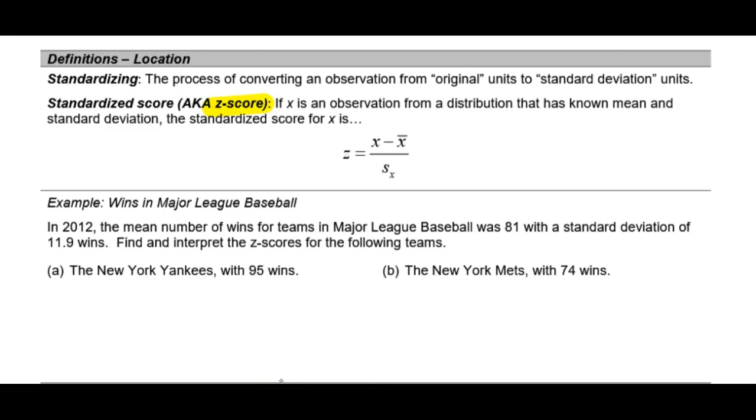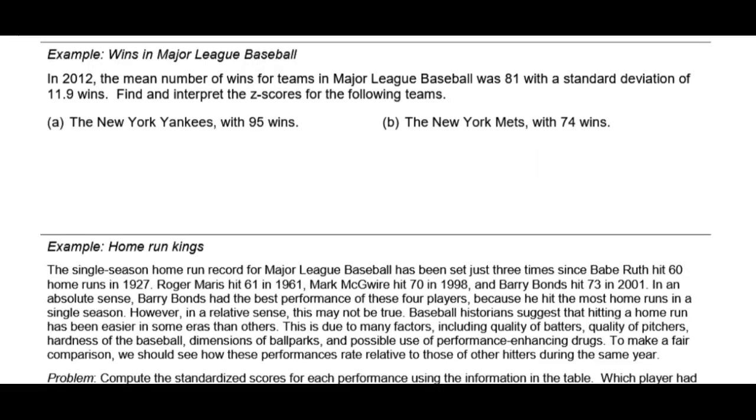z equals x minus x bar, all divided by s sub x. In words, that's x minus the mean, all divided by the standard deviation. So what I want you to do now is take a look at the next example. I give you some data from baseball year 2012 and ask you to calculate a z-score for 2 different teams and then describe what it means. Go. Okay, let's talk about the Yankees.